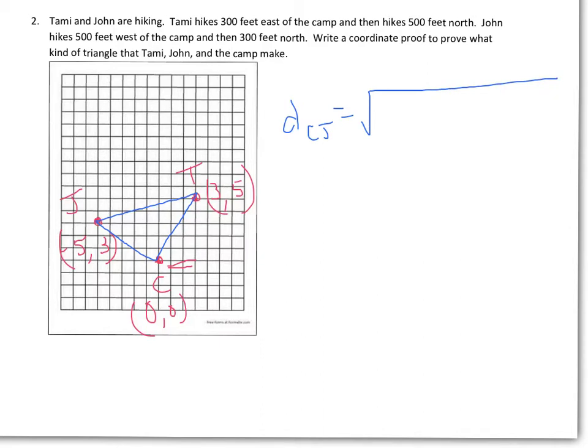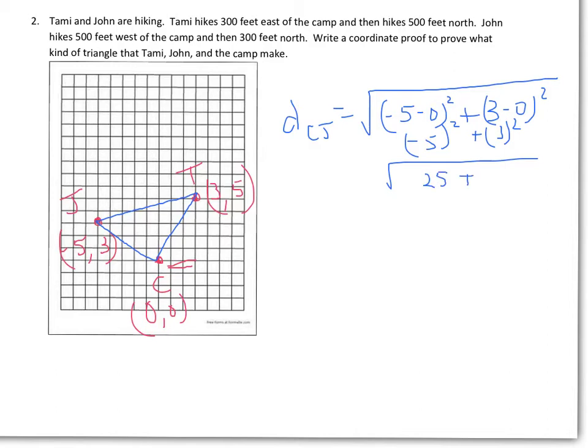So our distance formula, I'm going to go negative 5 minus 0 squared plus 3 minus 0 squared. So that's negative 5 squared plus 3 squared underneath the square root, which is square root 25 plus 9, which is square root 34.